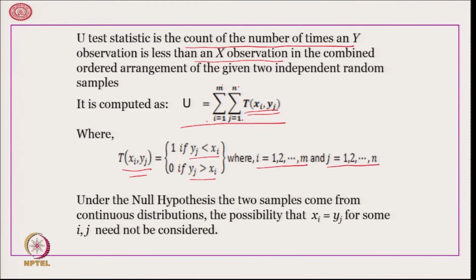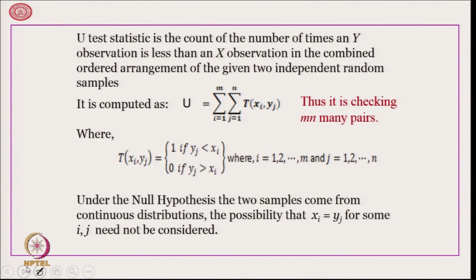Now, you may question what happens if y_j is equal to x_i. Typically we discard such cases, because under the null hypothesis the two samples come from continuous distributions. Therefore, the possibility that x_i is equal to y_j for some i, j need not be considered. But in reality we may get some such data. Therefore, we discard both of them from the two populations in our subsequent computation, and accordingly the values of m and n need to be adjusted. If we look at it, we are checking m n many pairs, because each x observation will be compared to all the y observations and vice versa.